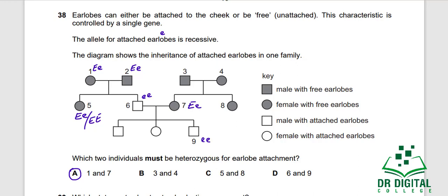So is D wrong? 6 and 9. 9 is small e, it is not heterozygous. So this cannot be the answer. So the correct answer for question 38 is A.